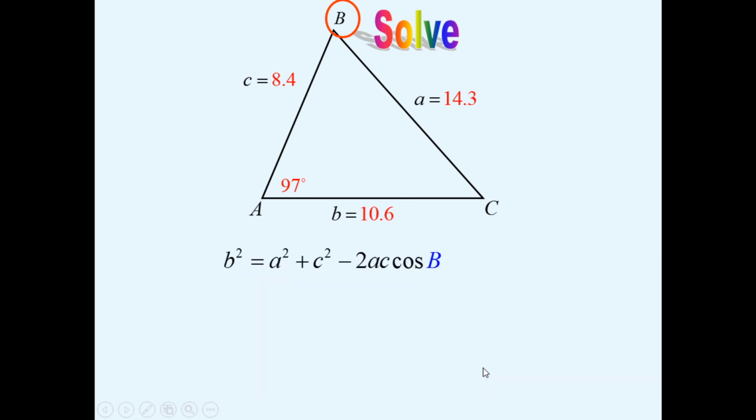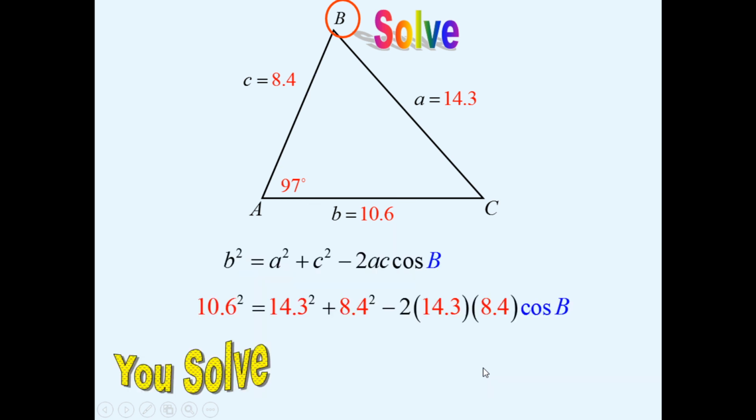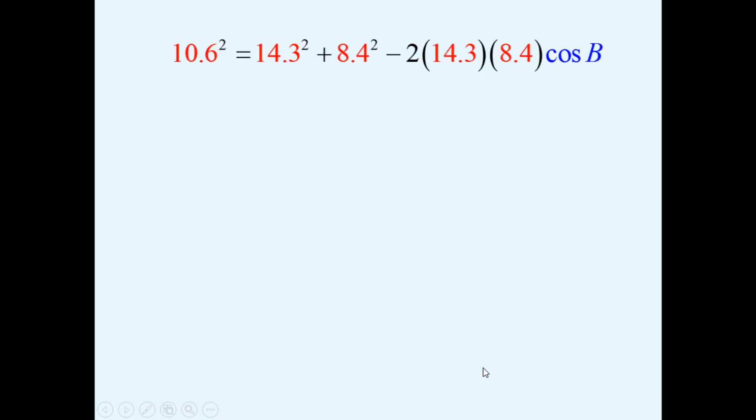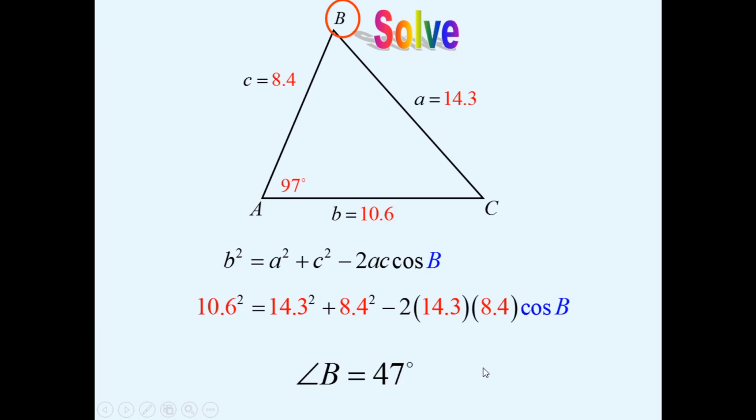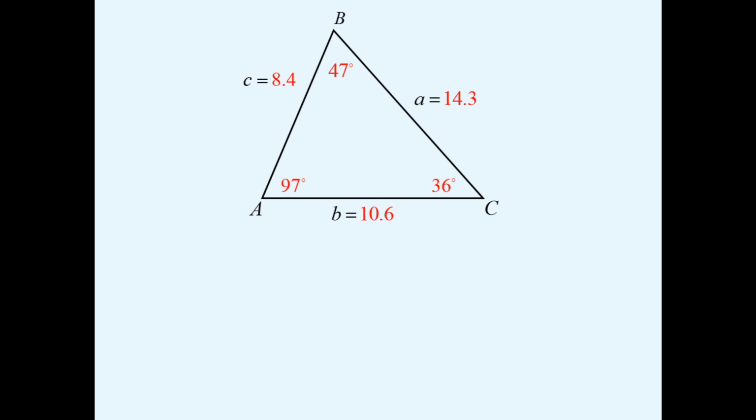So for the next one, you can use the law of cosines again, or you can use the law of sines, either way. Again, plug in the numbers, find the ratio, and then take the inverse of the ratio with cosine. And then angle B, you'll get 47 degrees. And then last but not least, in order to find the third angle, use the triangle sum theorem once again. So 180 minus 47 minus 97. So you get 36.